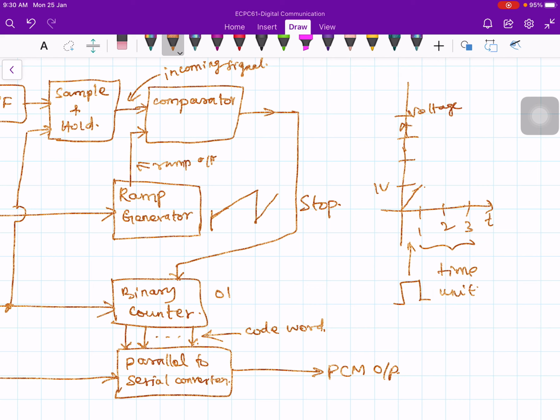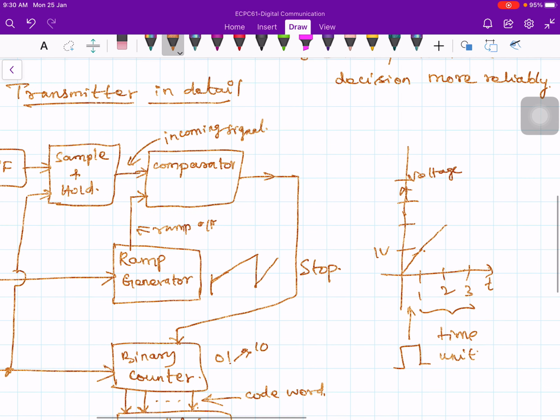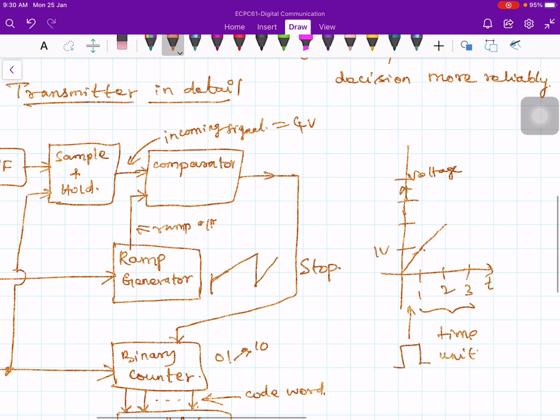In 2 clock periods, the ramp generator generates ramp voltage up to this level. So in 2 clock periods, your binary counter increases from 0, 1 to 1, 0. In case the incoming signal level is 4 volts, let's say, your ramp generator will keep on increasing up to 4 volts. To reach 4 volts, how many time units do you need? 1, 2, 3, 4 time units. So this 4 will be represented by 1, 1.